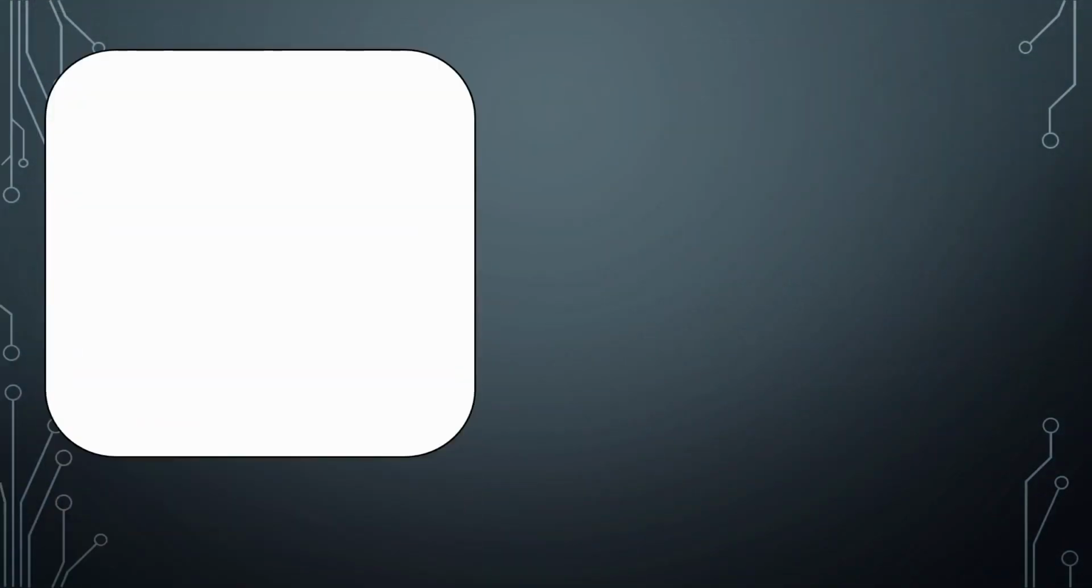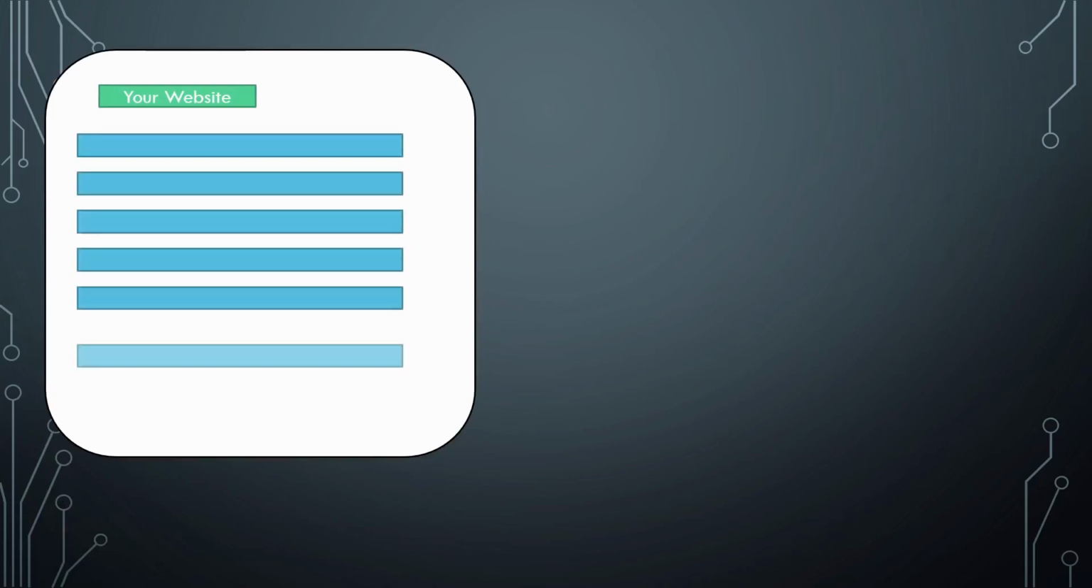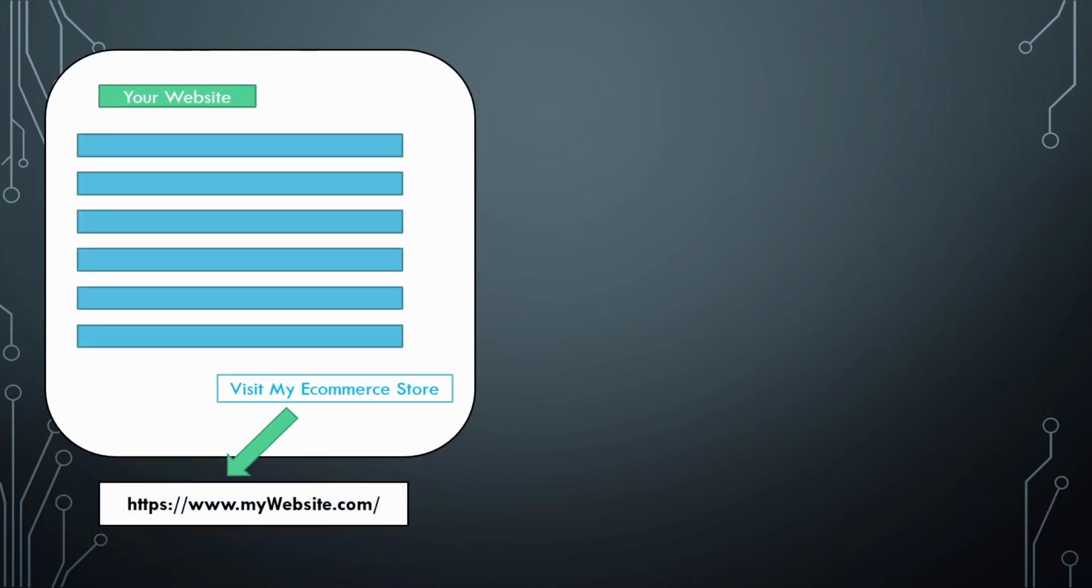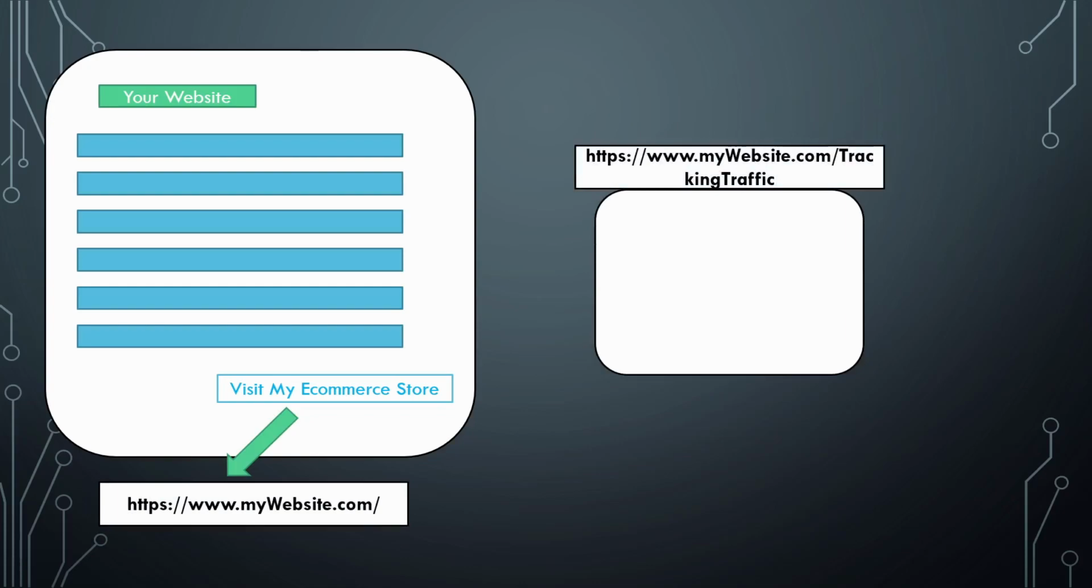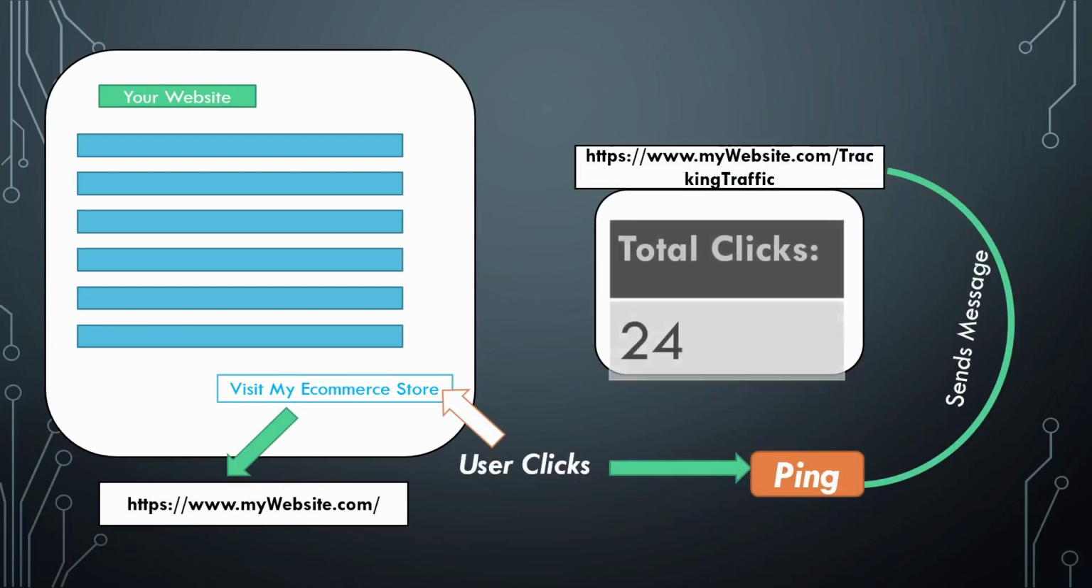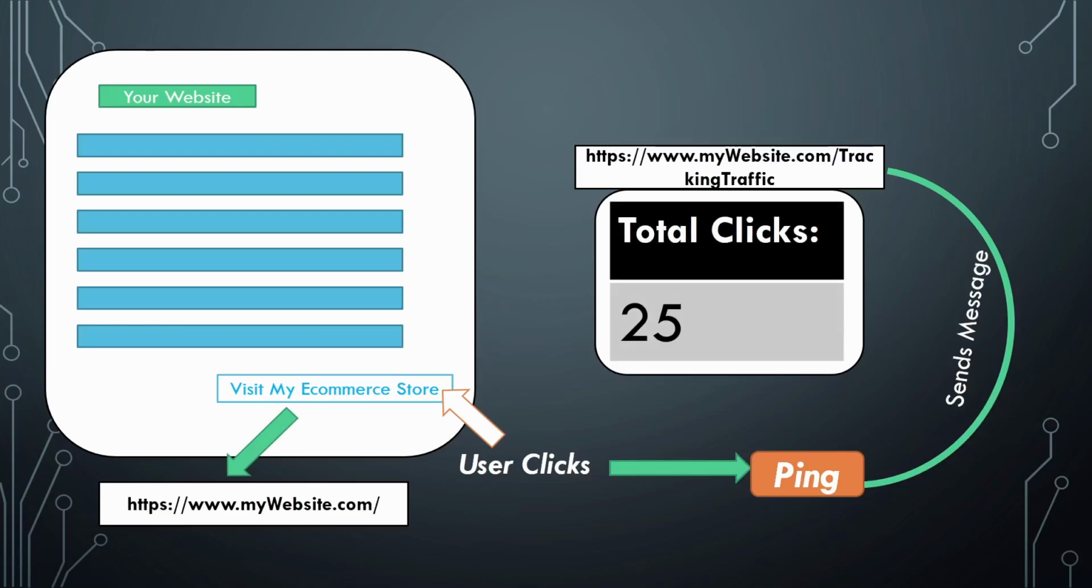But let's say you had an e-commerce store. You want to track how many people press the link of your e-commerce store. This ping attribute could help. It will send a message to the specified URL that someone pressed that link.